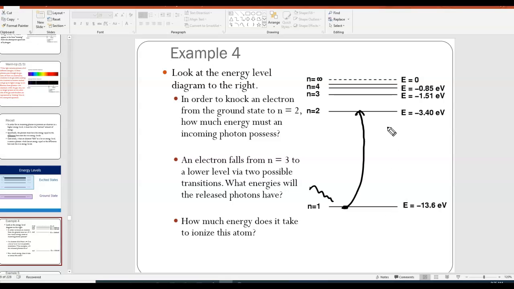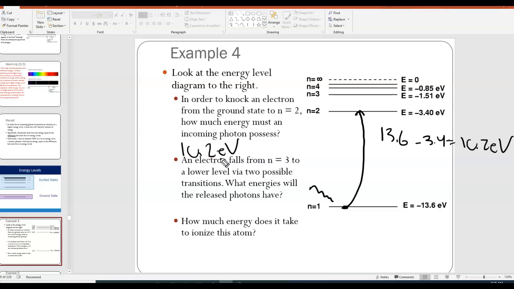Luckily for us, we just calculated the difference between n equals 2 and n equals 1 for hydrogen. That's 13.6 minus 3.4, which is 10.2 electron volts. So that's the answer to the first question. The incoming photon has to have 10.2 electron volts in order to be absorbed by that electron.